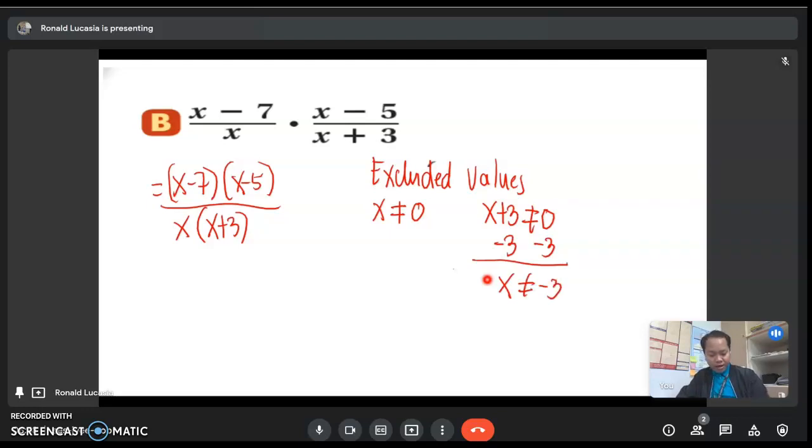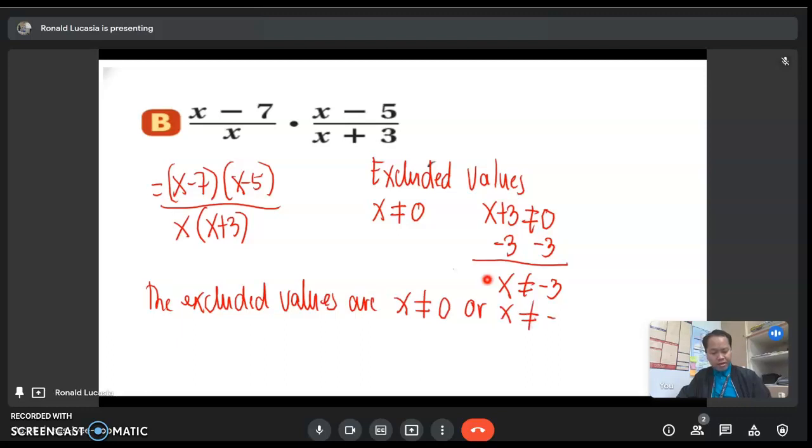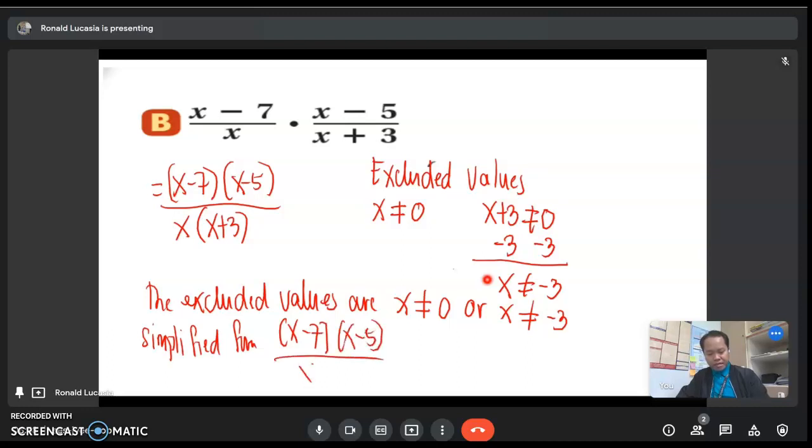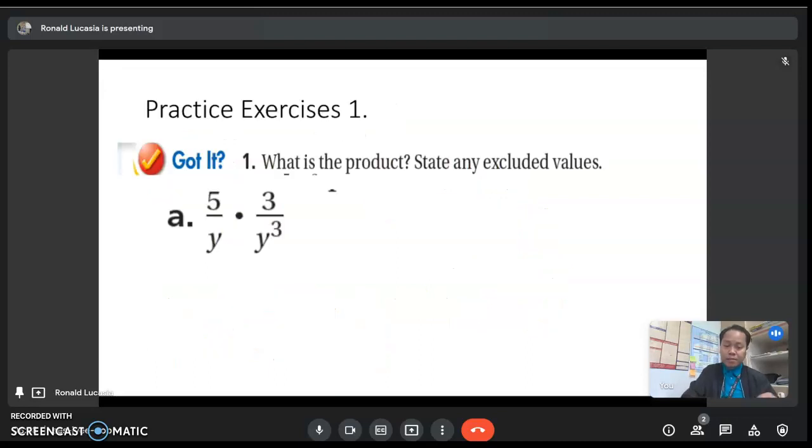So the excluded values are x not equal to 0 or x not equal to negative 3. This is the simplified form: x minus 7, x minus 5 over x, x plus 3. Okay, you can try this one, the practice exercises number 1.